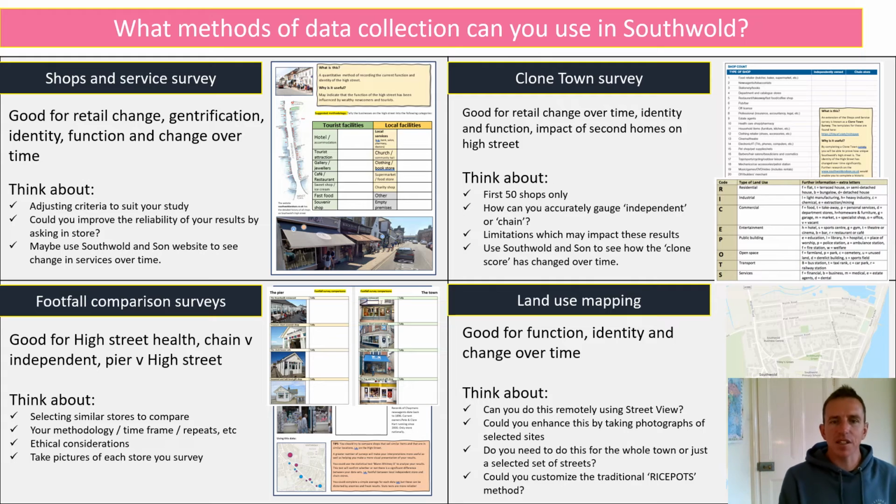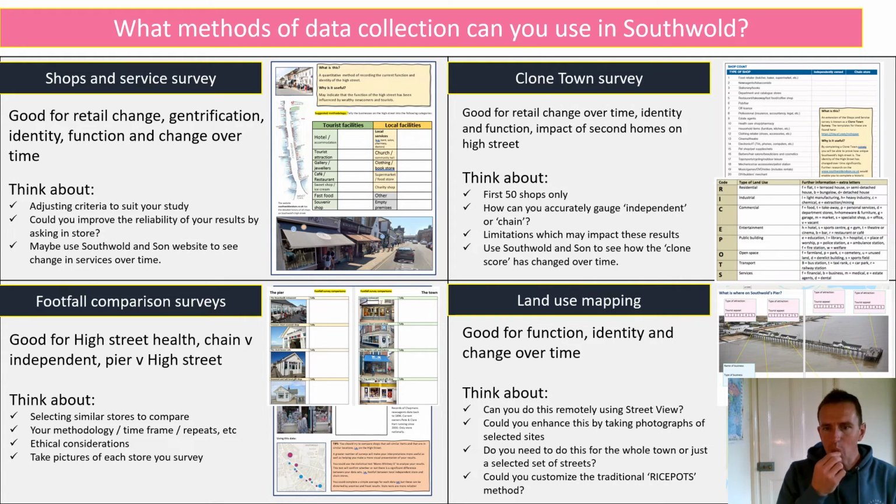and colour code that. So in essence it's a way of creating a choropleth map, where you colour code a base map based on this idea of land use. And you might be able to do that before or after your visit to Southwold. It might be that you can do that remotely, but you might enhance it, like I say here, by potentially taking some photographs during your visit.